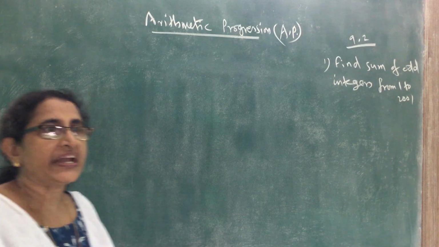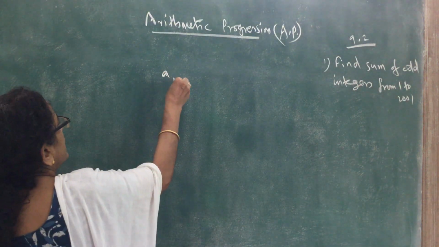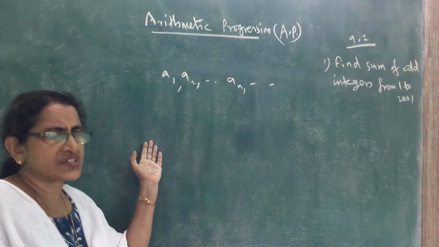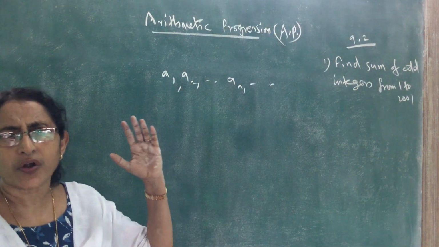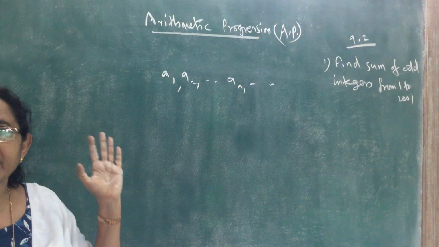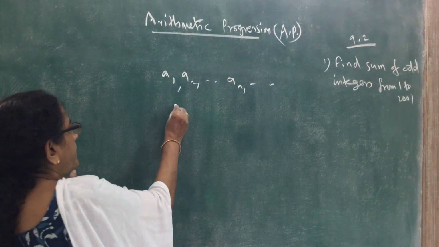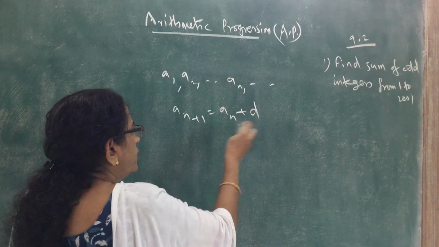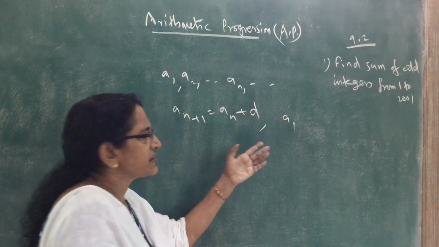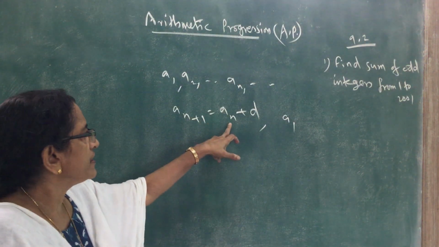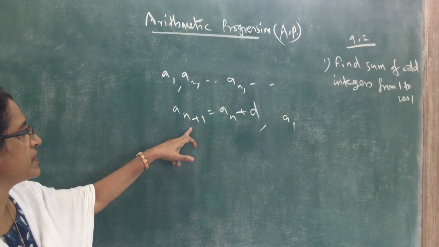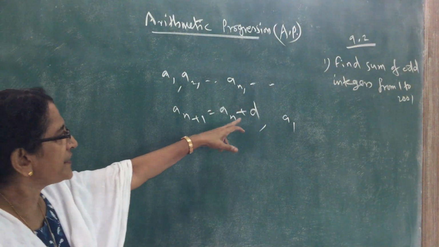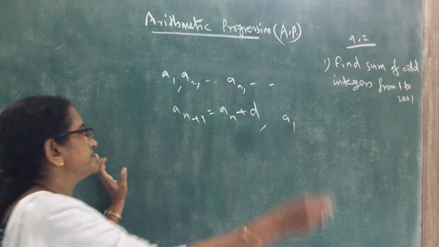Arithmetic progressions. A sequence a1, a2, ..., an, ... is called an arithmetic sequence or arithmetic progression if a(n+1) is equal to an plus d, where a1 is the first term, an is the nth term, a(n+1) is the (n+1)th term, and d is some constant. Here d is called the common difference.